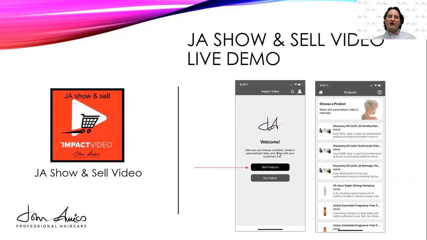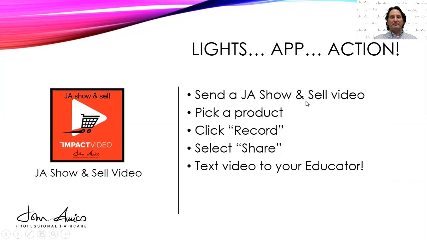So to do a video, go ahead and click on Sell Products. You won't have any of my videos up yet. And then you go ahead and you choose from all the varieties of different videos that are available. So what I'd recommend for you to do is to go ahead and send a JA show and sell video, pick a product, record, share, and send to your educator. Who's your mentor in John Amico? Go ahead and send one to them. Otherwise, if you just want to practice with it, send it to your sister, send it to your spouse, send it to somebody that you know so they can look at it and watch it. But I think you'll find it really, really easy to do.